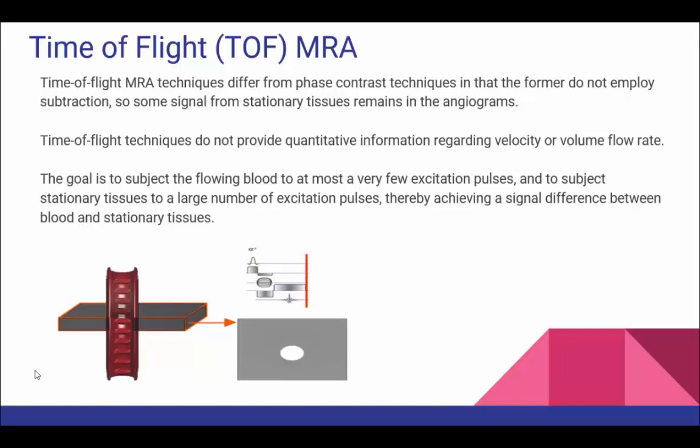This ensures that the signal from blood will be relatively large. The stationary tissues, however, remain in the slice or slabs throughout image acquisition, so they give rise to diminished signal because the magnetization from them is saturated.